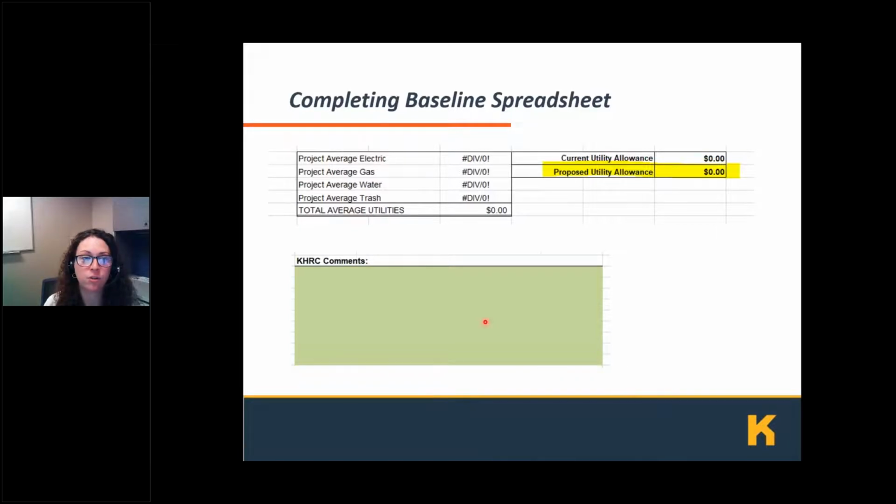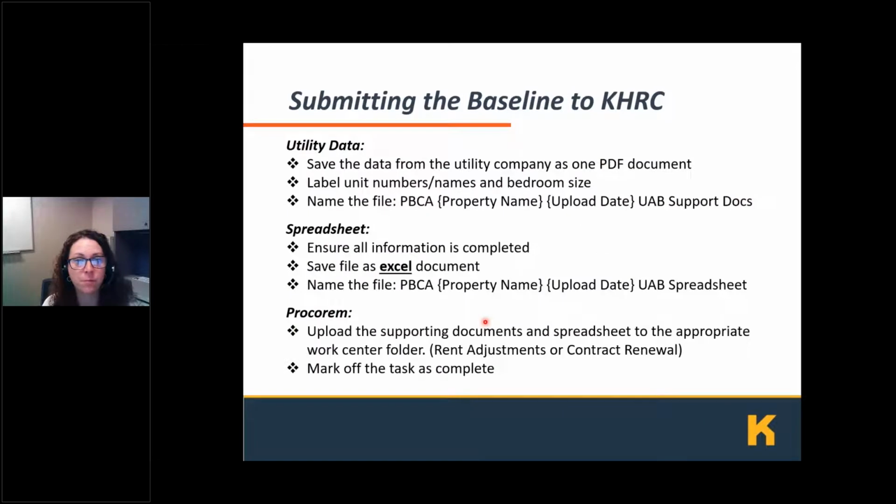We are close. Got one more slide before I pause for questions. After you've completed the spreadsheet, what do you do? We need to get it to us. So a couple of things to keep in mind. You're going to have utility data from your utility company, and that file you'll want to save as a PDF. We prefer you to save it as one document. If it's easier for you to break out your bedroom sizes, that is totally okay. You can save one file as 1 bedroom, the other one as 2 bedroom. You'll want to make sure that that data is labeled very clearly.